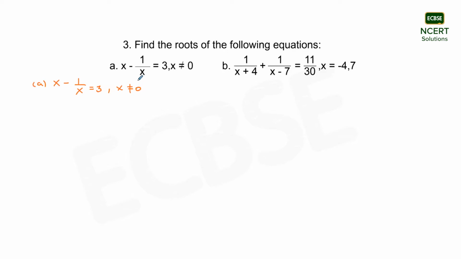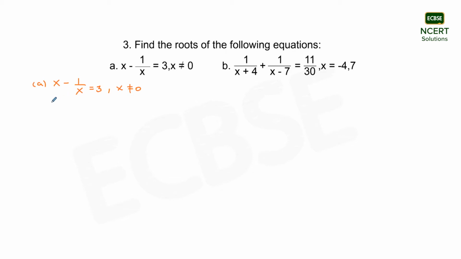be equal to 0. Why is this constraint on the value of x? See, if we put x equal to 0 in this equation, x minus 1 by x is equal to 3, then this term will be 0, which is okay, and this term, 1 by x, will be 1 by 0, which leads to an infinite term, which does not exist. That is, it is not a practical term. So the x value cannot be equal to 0 for this equation to exist.